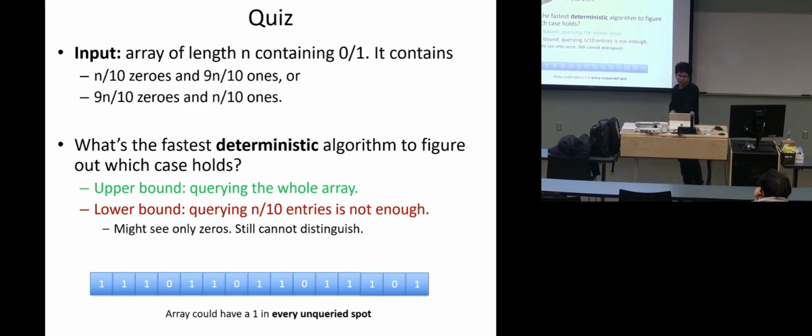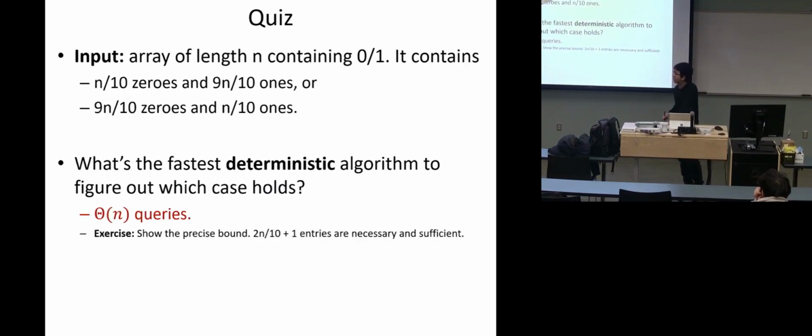So the point is you need a linear number of queries. If you want a precise value, you need exactly 2n over 10 plus 1. That's enough, and less than that, you cannot distinguish the two cases. So yes, you can do it with a linear number of queries for a deterministic algorithm.